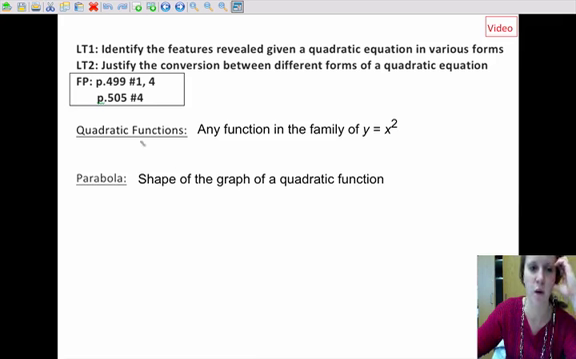First, let's define a quadratic function. It's any function in the family of y equals x squared. That's going to be called our parent function. So maybe you want to talk about that. This is our parent function.